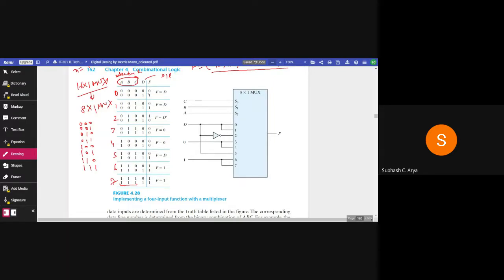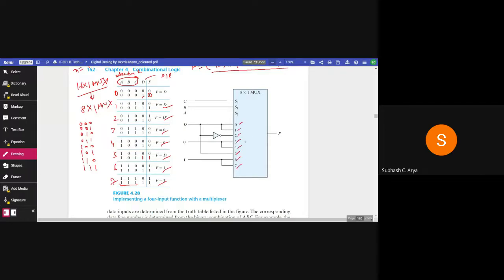And what is F for each case? For 0, F is equal to 1 when D is 1, so F is equal to D. Here again, F is equal to 1 when D is 0, so F is equal to D prime or D bar. Here both cases are 0, and here also 0. Then when f is equal to 1, d is equal to 1, so f is equal to d. Similarly here, both are 1 irrespective of d, so f is equal to 1. And at the last place, again the same thing, F is equal to 1 for both cases, so 1.